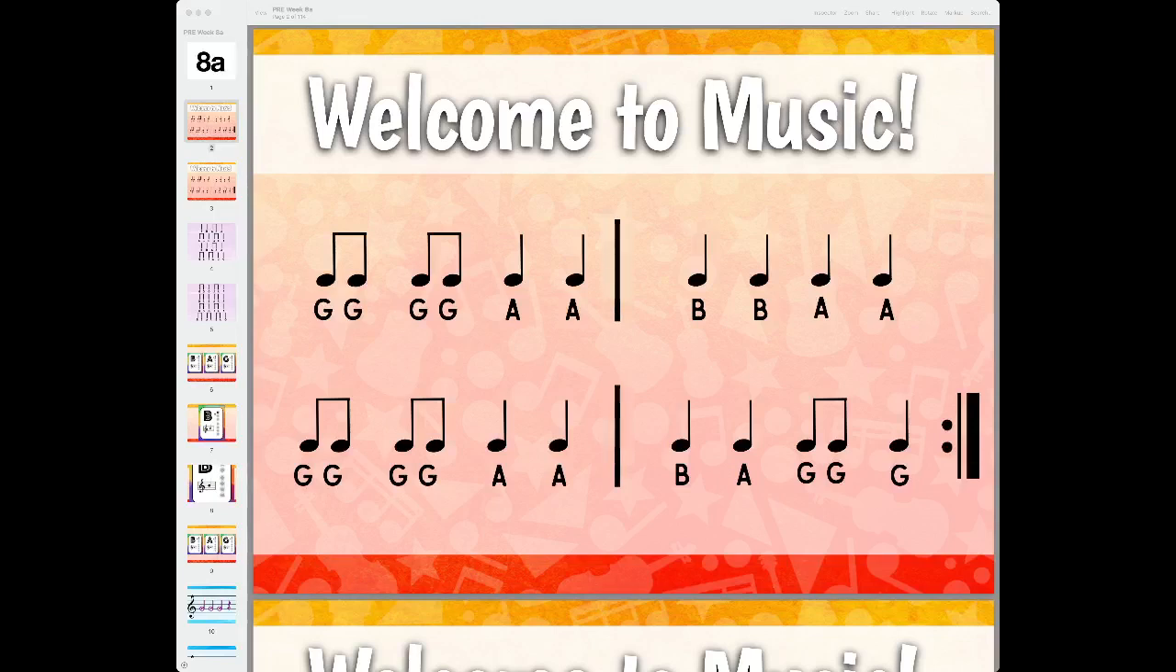So this is a view of one of the things that I show kids when they come in. It's like their warm-up. As you can see, and if you can't see, I'll read it for you. It's just four measures with a repeat sign at the end. And the measures are G, G, G, G, A, B, B, A, G, G, G, G, A, B, A, G, G, G. And then it repeats, right?